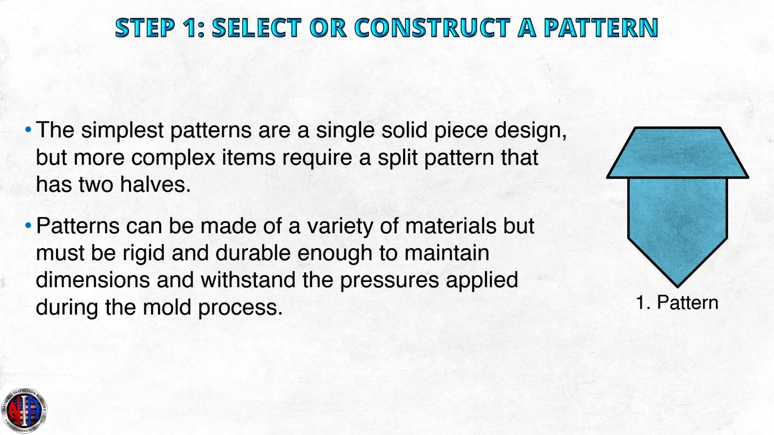The simplest patterns are a single solid piece design, but more complex items require a split pattern that has 2 halves. Patterns can be made of a variety of materials, meaning wood, plastic, metal, wax, and so on, but they must be rigid and durable enough to maintain dimensions and withstand the pressures applied during the mold process in Step 2.